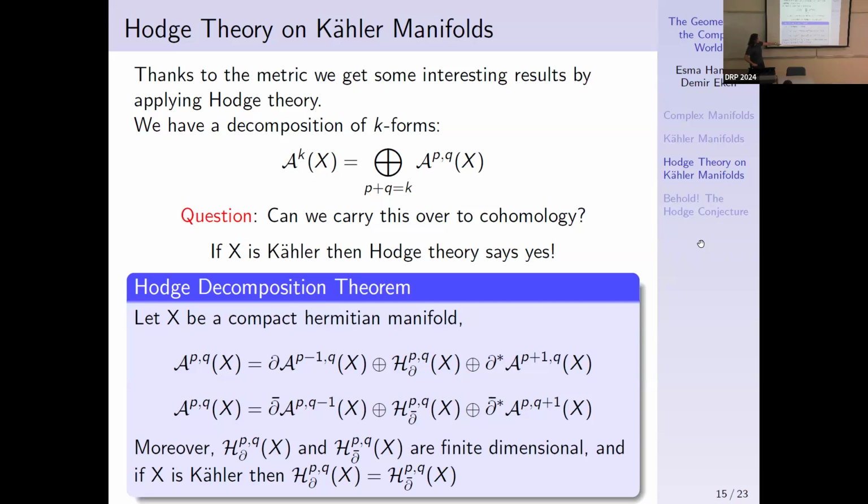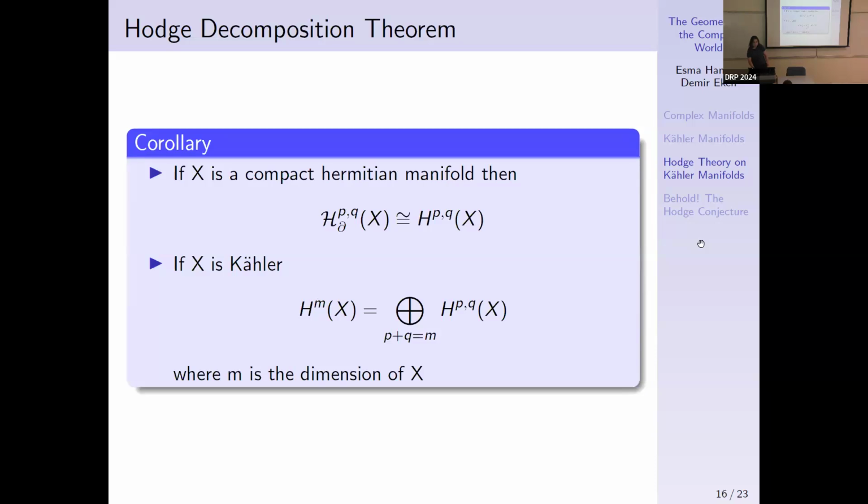If your manifold is moreover Kähler, then the harmonic forms are the same as del bar harmonic. As a corollary, you get that (p,q) harmonic forms are isomorphic to the (p,q) cohomology of this manifold. This tells us that you can represent a (p,q) cohomology class with a unique harmonic representative. So if your manifold is Kähler, then you get the decomposition of cohomology. They are the same in this.